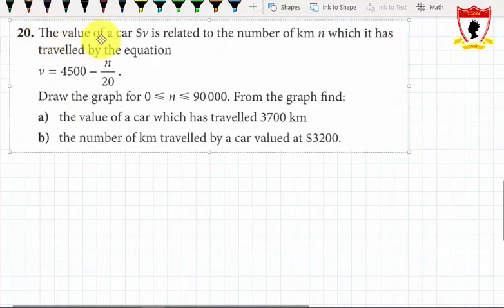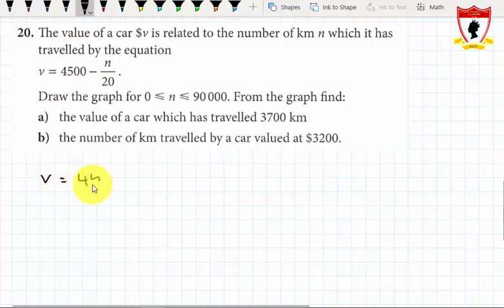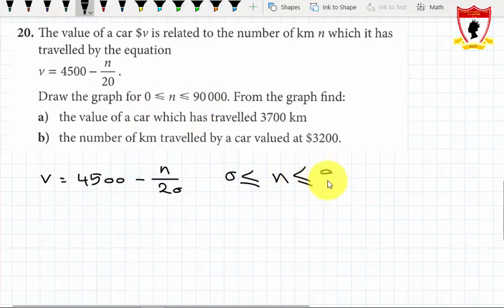Question 20. The value of a car V is related to the number of kilometers n which it has traveled by the equation V is equal to 4,500 minus n over 20. As usual, to draw the graph for this equation, we start by making a table. V is equal to 4,500 minus n over 20, and the value of n is from 0 to 90,000. Then from the graph you can answer part A and B. Let's do the table first.